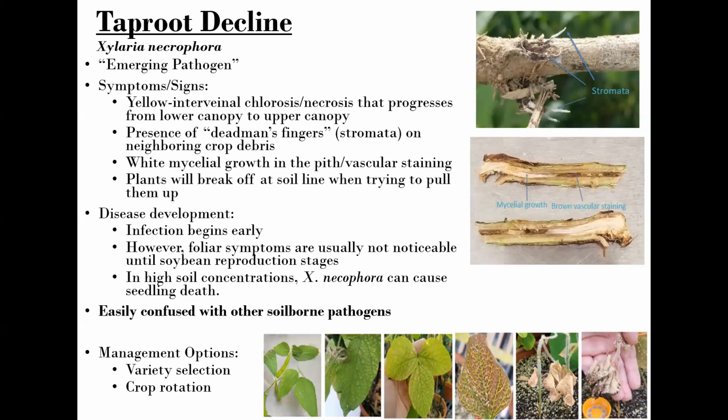Again, for our management strategies, since this is an emerging pathogen, there has been very little research done up until this point, but we do have some information as far as varietal selection, and we do know that rotating out to different crops can help decrease the amount of Xylella necrophora inoculum that we're putting back into our soil system every year.